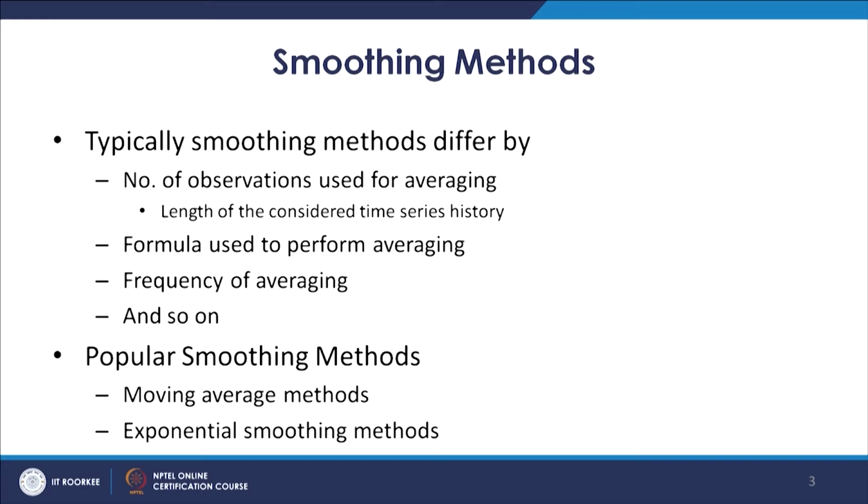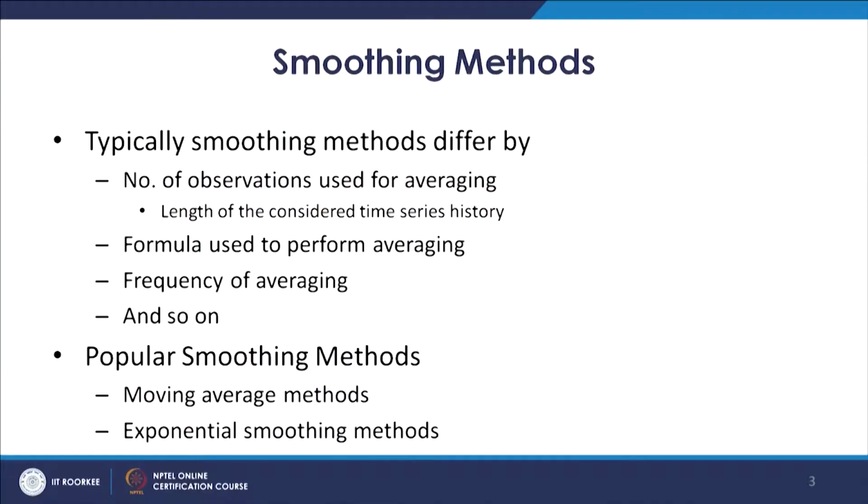The second one is the formula used to perform averaging. How do we go about doing this averaging? Whether we just take a simple average or we take a weighted average. So, the formula that is being used for this averaging operation can change from method to method. Then there is the frequency of averaging. How often we go about doing this averaging? That will also be there, and so on.